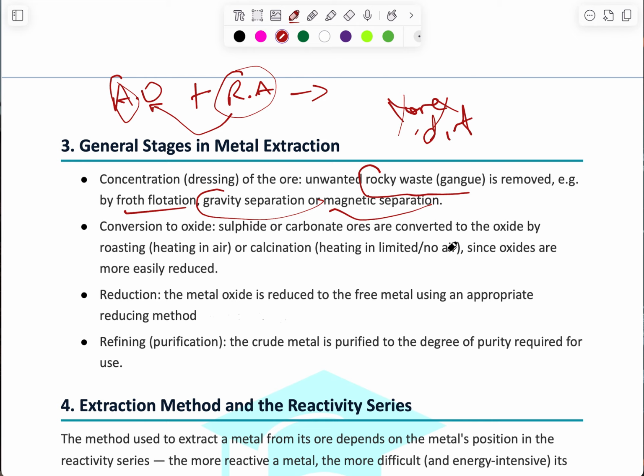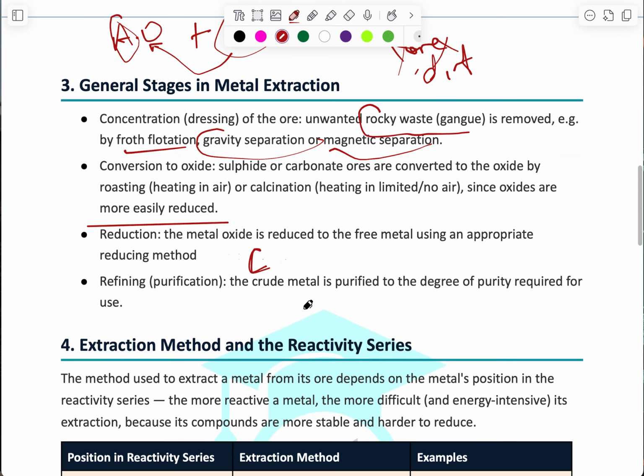Sulfide or carbonate ores are converted to oxide by roasting, which is heating them in air, or by calcination, which is heating in limited or no air, since oxides are more easily reduced. Then we go ahead to reduce. Mostly we reduce by coke, that is carbon. The metal oxide is reduced to free metal using an appropriate reducing method. There are some metals that we cannot reduce by carbon, and I will explain the difference very soon. Then the last stage is always refining, which is the purification to make sure it is a pure metal. The crude metal is purified to the degree of purity required.